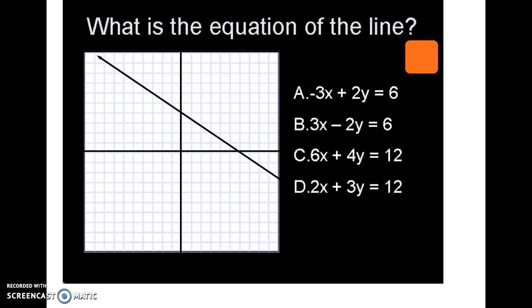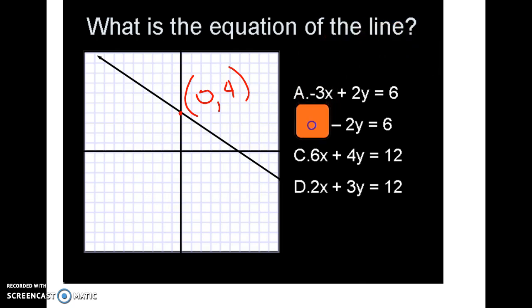I notice that the y-intercept here is at (0, 4). If I'm looking for (0, 4), that means my x is 0. So I can cover up my x on each one of these and see if I get 4. Here I get 3, here I get negative 3, here I get 3, here I get 4. So guess what the answer is? C.